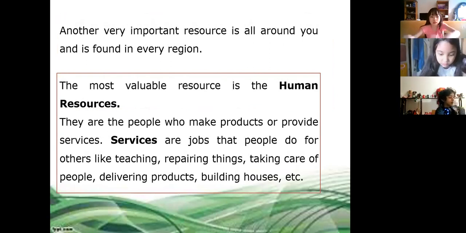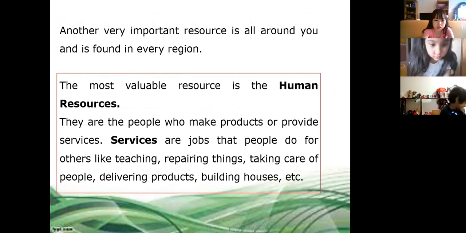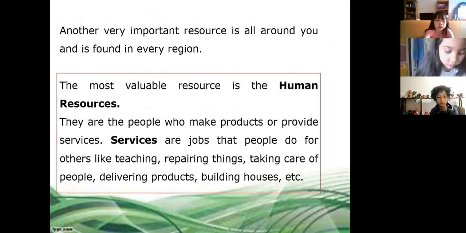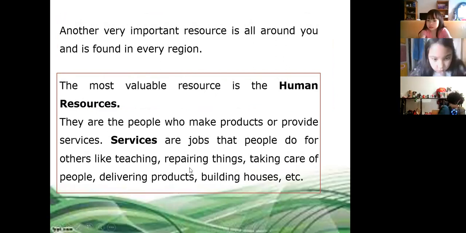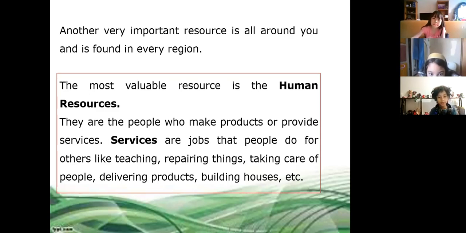What are human resources, class? They are the people who make products or provide services. That's right. That is human resources. What are services? They are jobs that people do for others, like teaching, repairing things, taking care of people, delivering products, building houses, etc. That's right. Remember, human resources are the people who make products, they can create something or provide a service like teaching, repairing things, taking care of other people. So services are the jobs that people do for others.